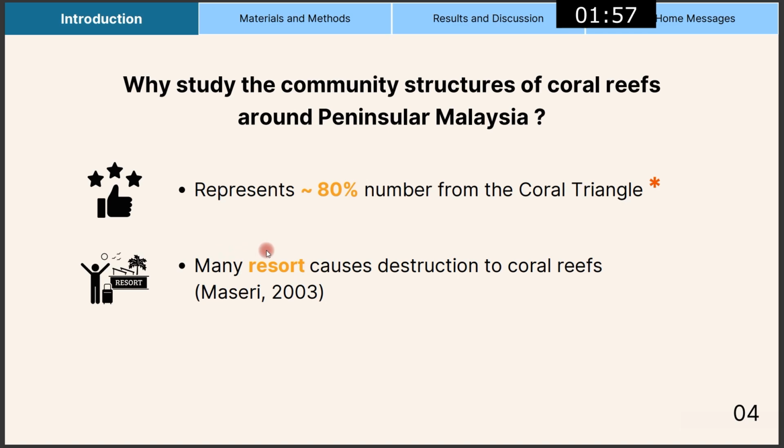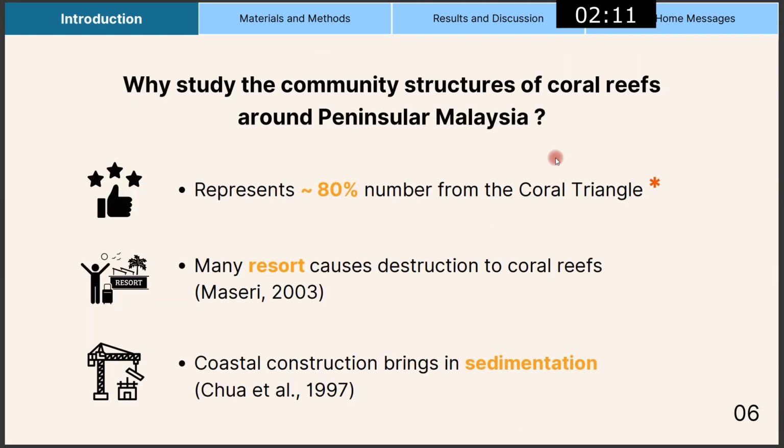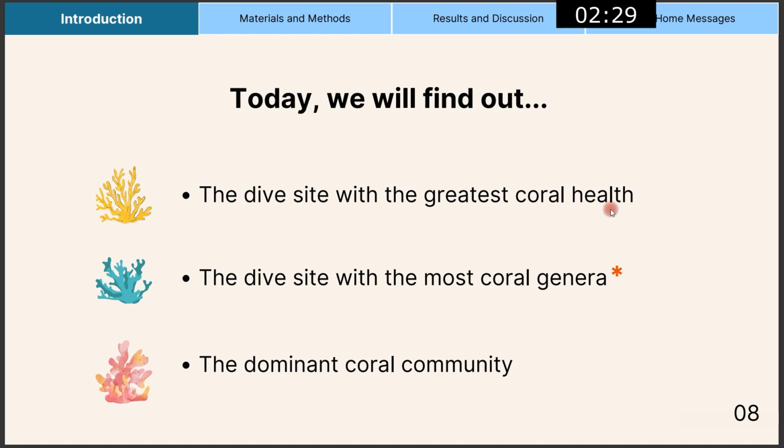Second is because many resorts cause destruction to coral reefs. You can see here there are many resorts in Peninsular Malaysia and there are many people as well. Third is because coastal construction brings in sedimentation. So what does sedimentation look like? This is an example of sedimentation from coastal development. Of course we know that it will harm the coral reefs.